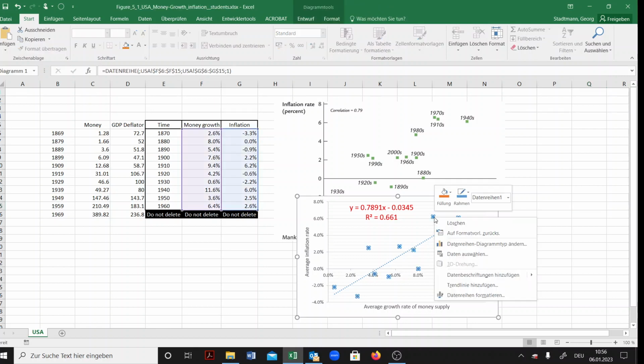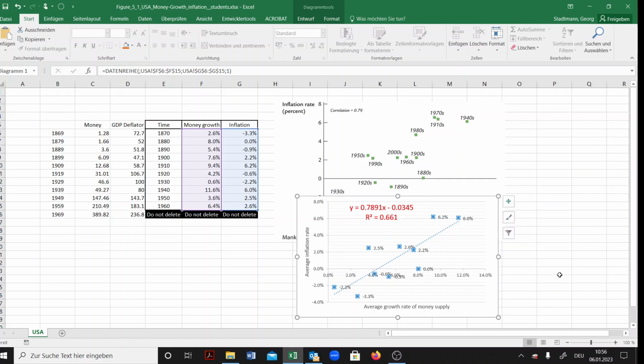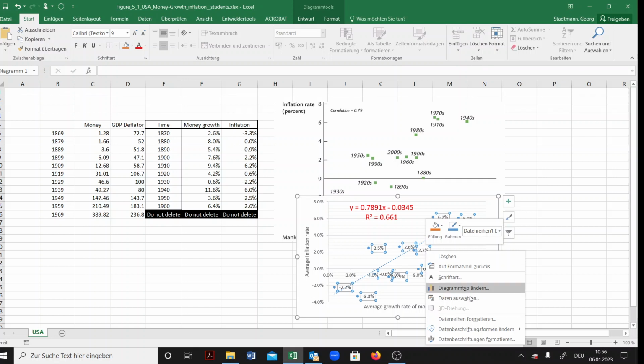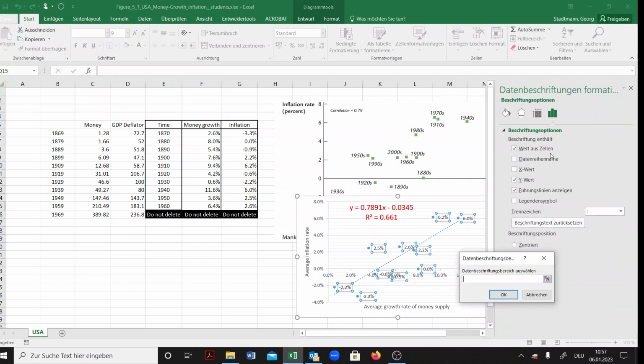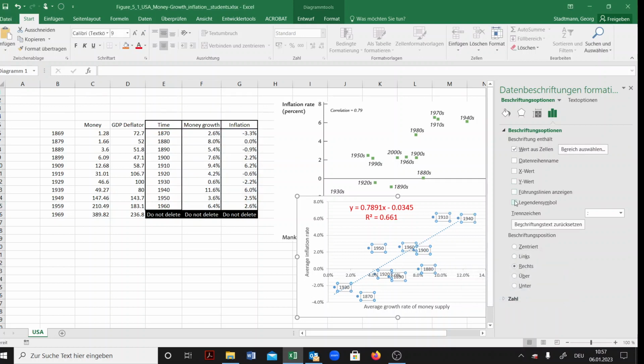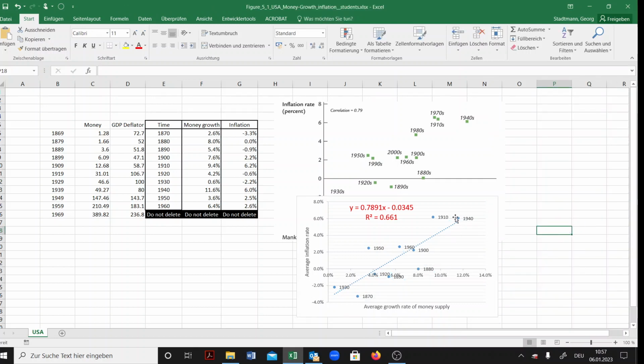I'm pressing the right mouse button, and then it says Datenbeschriftung hinzufügen, add labels. When you click on that one, you'll get some labels. You make another click on that one, and you get Datenbeschriftung formatieren, the last one. And here there is one icon which says Wert aus Zellen, values from the cells. When you make a check here, another dialog opens, and then you can insert all the years, the labels, and we delete that check, and then we are done, and we have the years to the data points.